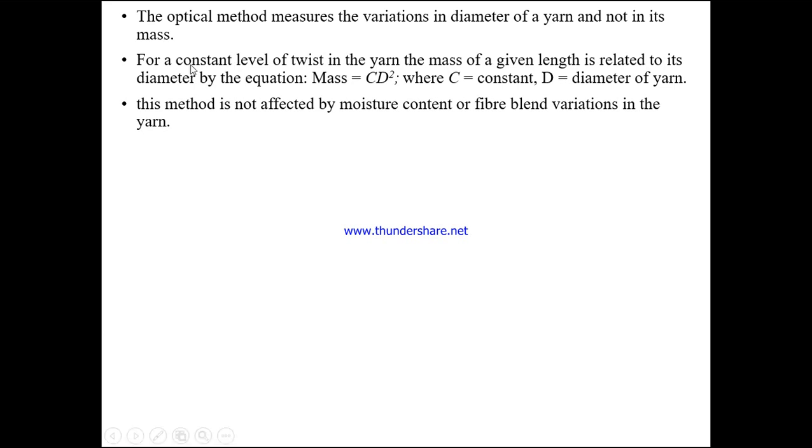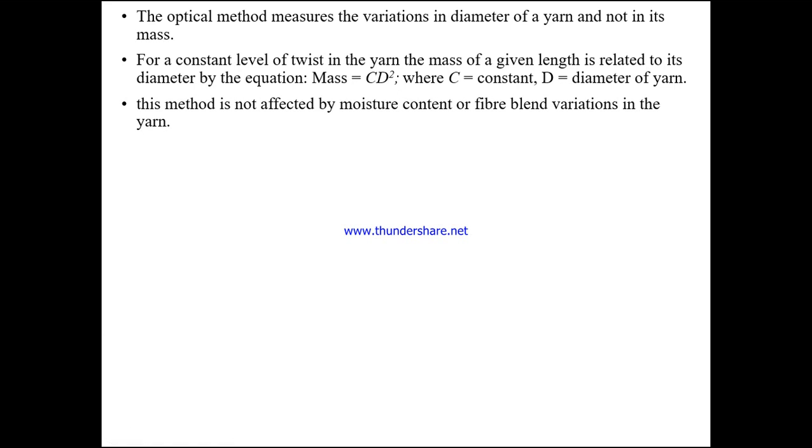For a constant level of twist in the yarn, the mass of a given length is related to the diameter by the equation mass equal to C D square. Okay, it's the relationship between the mass and C and D. C is the constant and D is the diameter of the yarn. So C is a constant, so mass is directly proportional to the diameter square of the yarn.